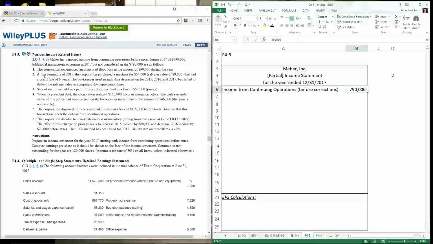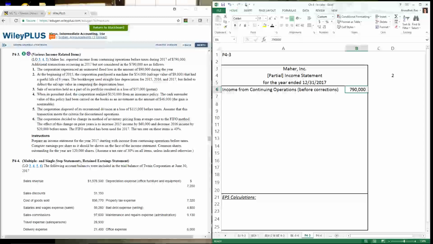So number one, they tell us the corporation experienced an uninsured flood loss in the amount of $90,000 during the year. So if it's an uninsured flood loss, it's an unusual item. So this has to be listed under other expenses and losses.